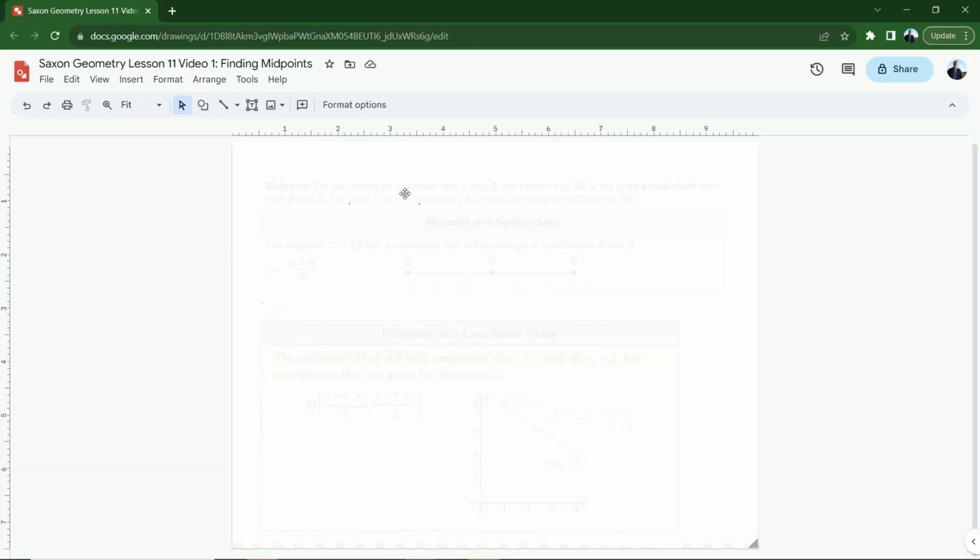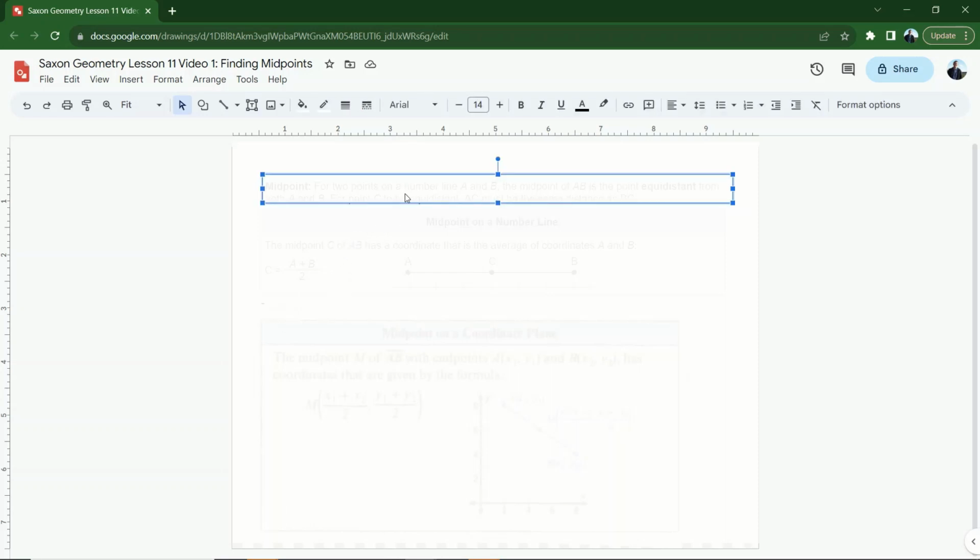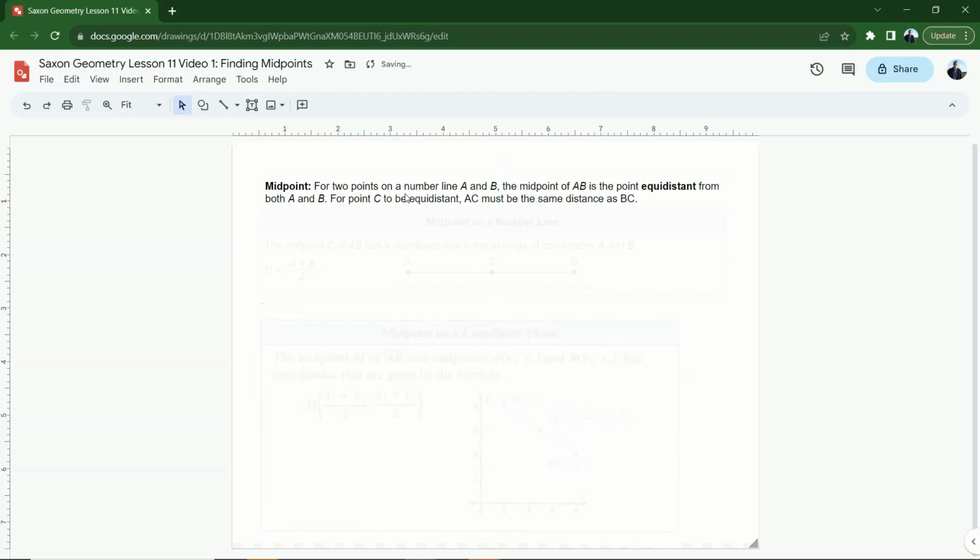I think you're going to find this lesson is pretty easy and straightforward. The formulas are really easy to follow. First of all, what is a midpoint? For two points on a number line, A and B, the midpoint is the point that's equidistant from both A and B. For that point to be equidistant, the two segments that make up the line, AC and BC, have to be congruent to each other. So AC and BC have to be the same distance.